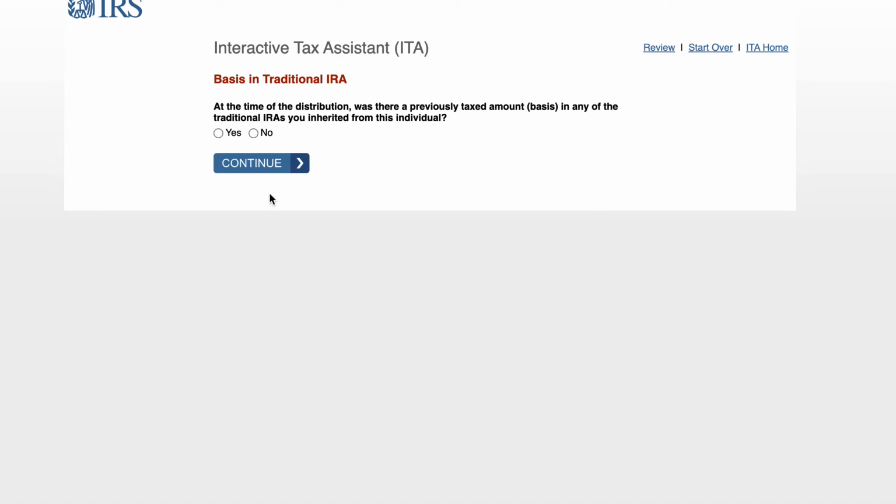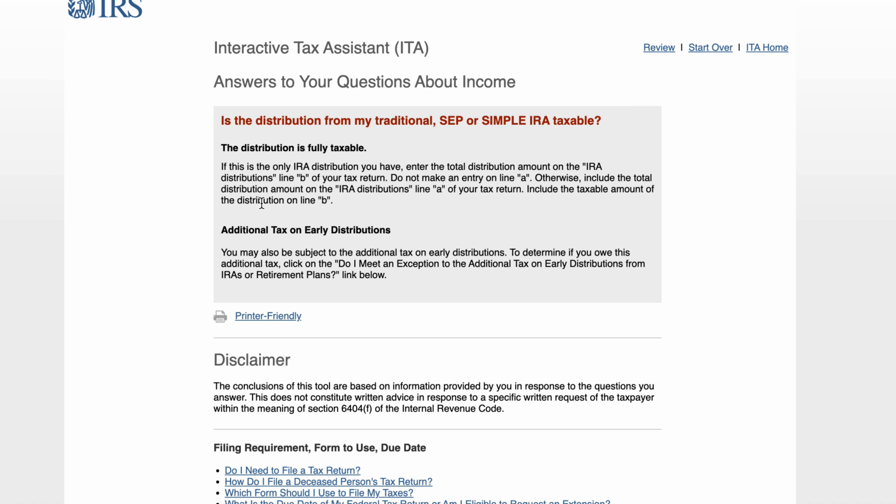And then, was there a previously taxed amount? Was there basis in any of the traditional IRAs that you inherited? So in this case, it would be fully taxable, right? So not only does it tell you that it's taxable, it tells you exactly how to record that entry on your tax return.